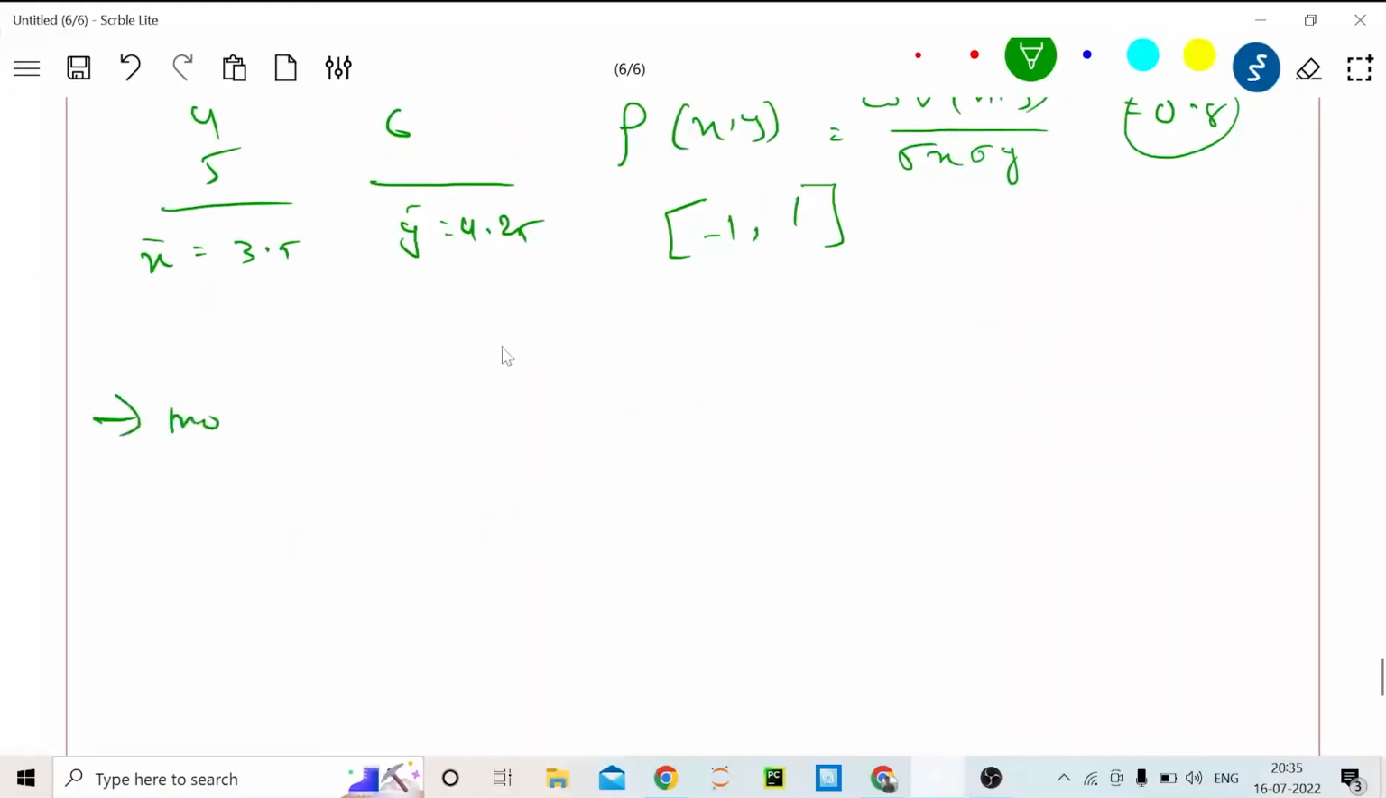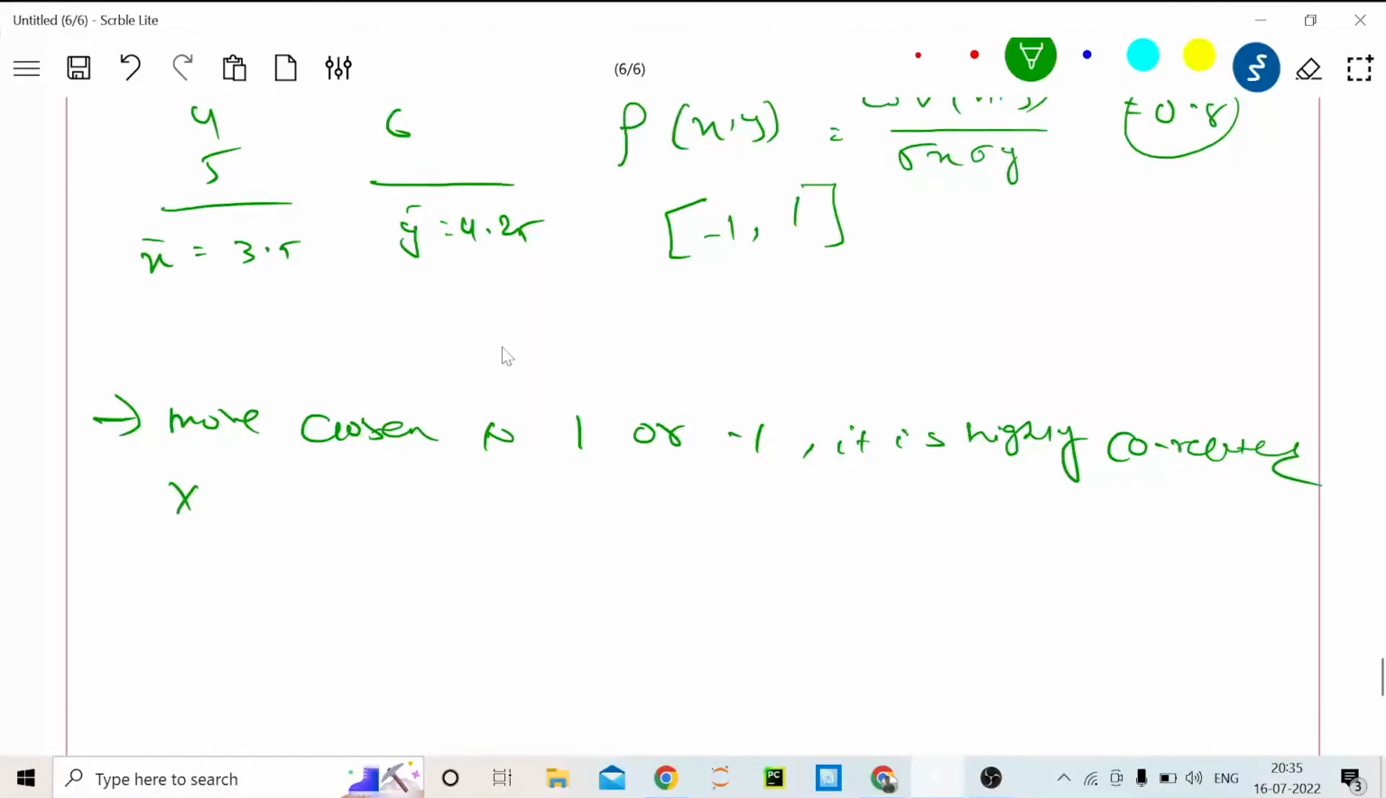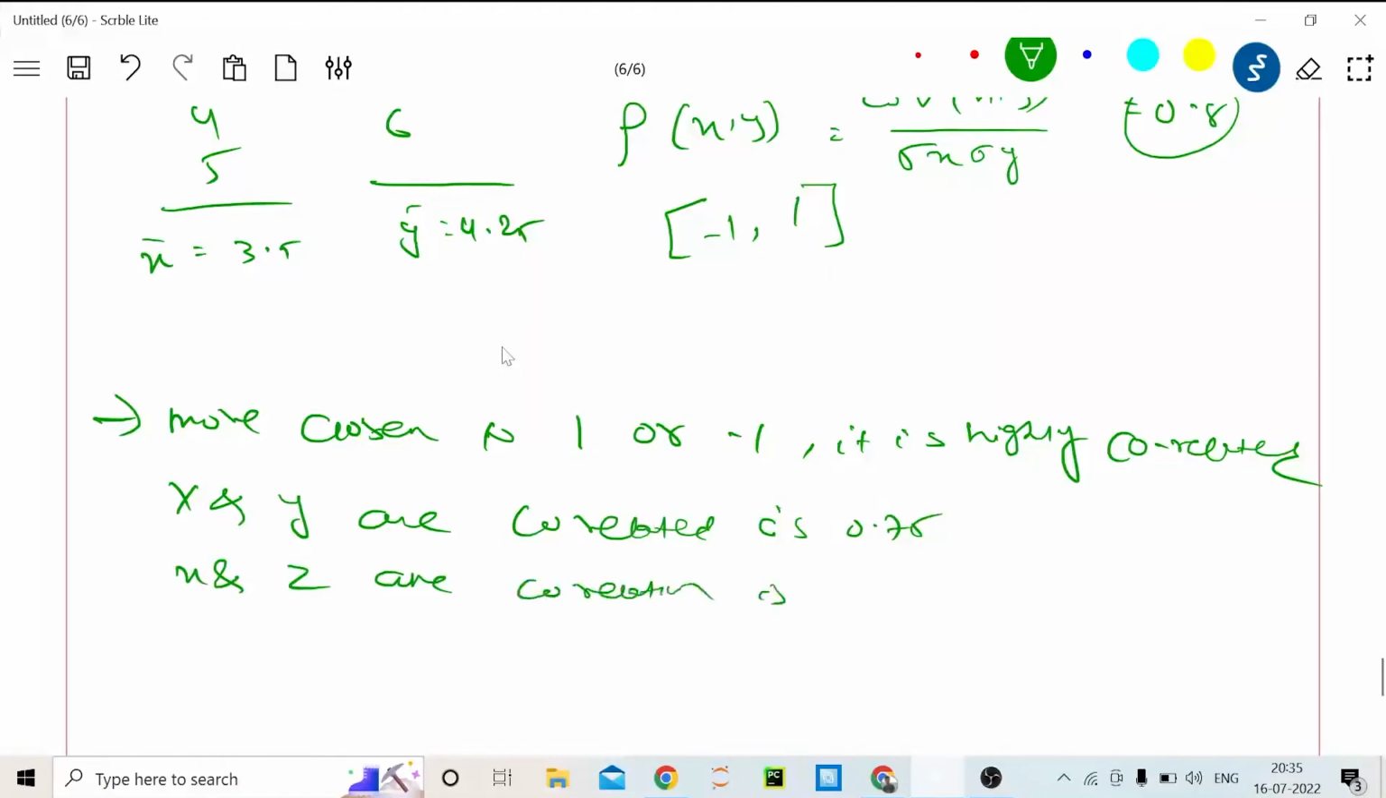Let me tell you one important point: the closer to 1 or -1, the more highly correlated. That means if I tell you that the correlation of x and y is 0.75, and the correlation of x and z is 0.80, and I ask which is more correlated, the answer should be 0.80. The closer to 1 or to -1, the more highly correlated.